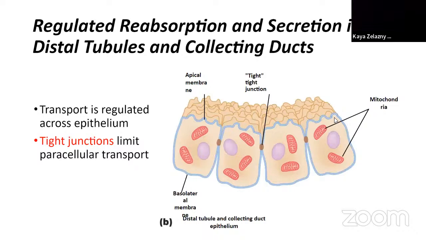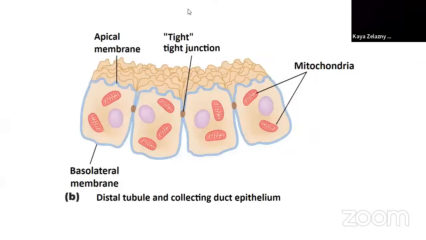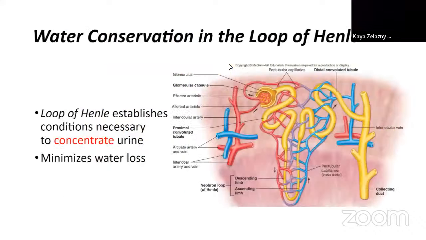When we get to the distal tubules and the collecting ducts, we do see regulated transport. So those tight junctions get much tighter here in the distal tubules and the collecting ducts. We'll note that the apical membrane here doesn't have that nice pretty brush border anymore. It does have some projections, but we have less surface area here in the distal tubules and the collecting ducts if we're looking at these cells. Zoomed in picture of the epithelium.